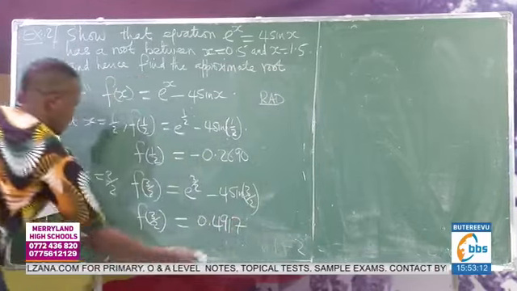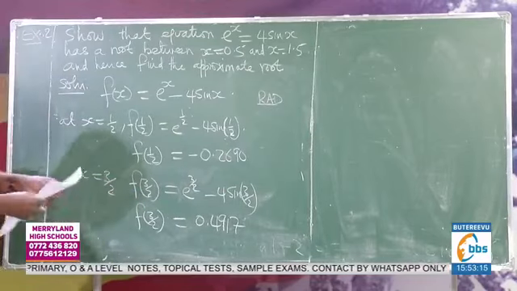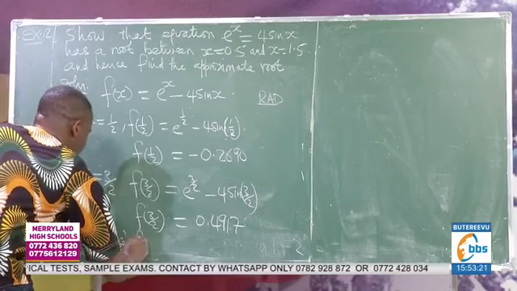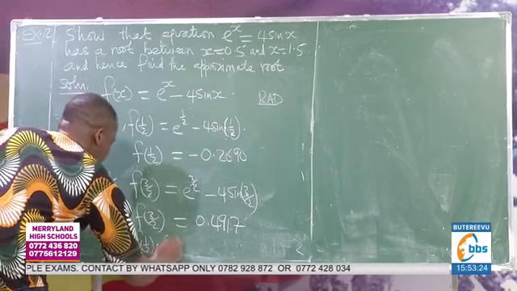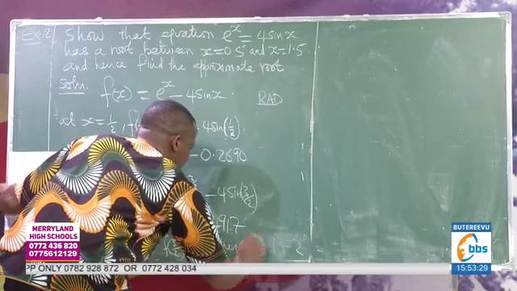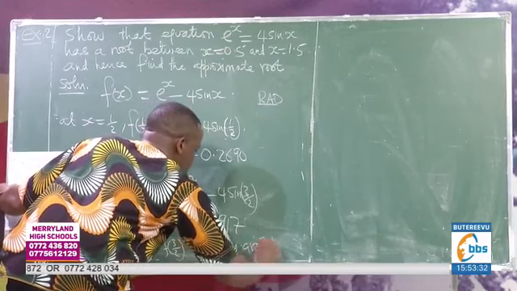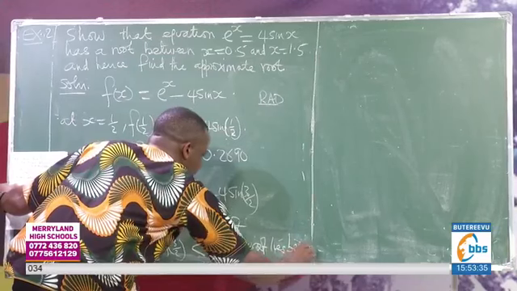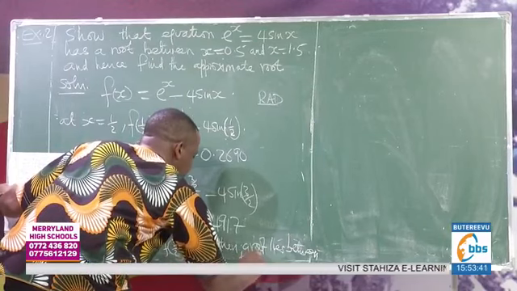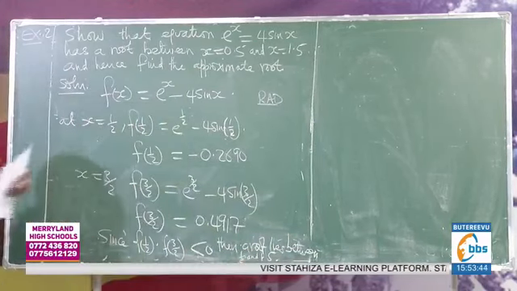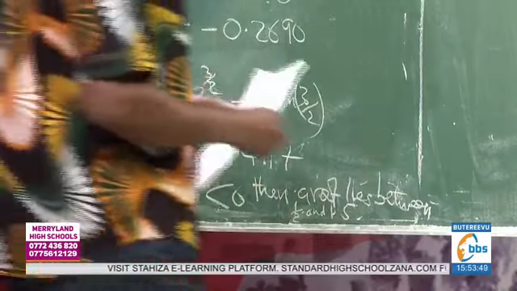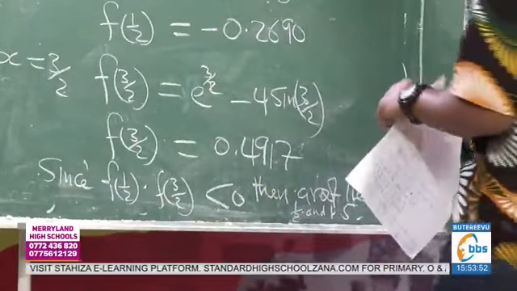0.4917. And since this is negative and this is positive, that automatically shows that since f of a half times f of 3 over 2 is less than 0, then a root lies between the two given values, between a half and 1.5. You conclude that. Again, to find the approximate root, the approximate root lies between that and that.